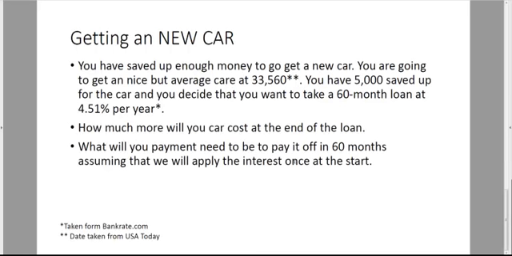Most of y'all are looking to get a new car in the next several years. So we're going to look at getting a new car. We use the average for our loans and how much a car would cost. A new car would be $33,560, and we'll assume that you've saved up $5,000 for the car, and you decide that you want to take a 60-month loan out at 4.51% per year. Again, these are all real numbers that I found online for 2018.